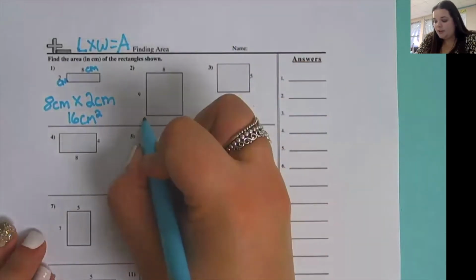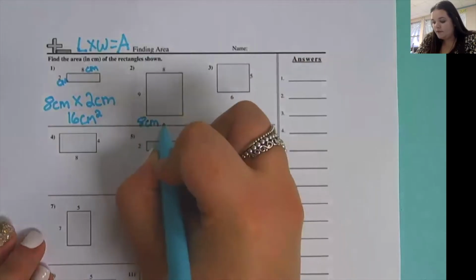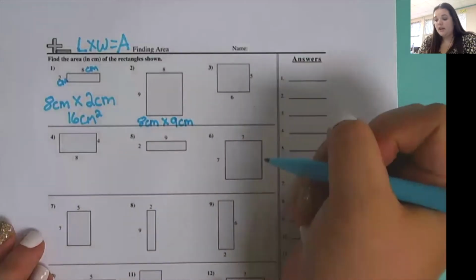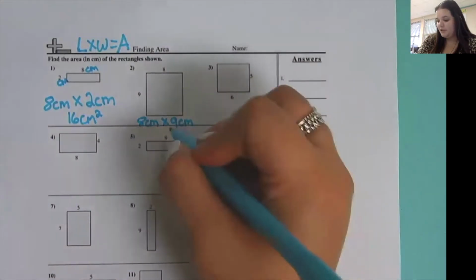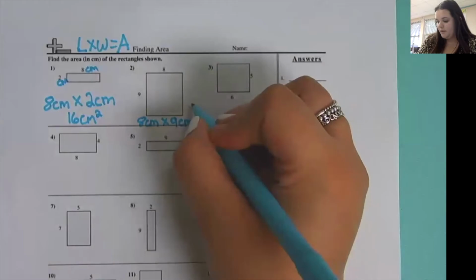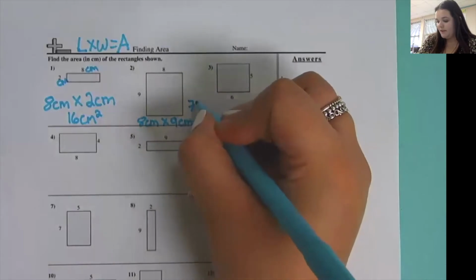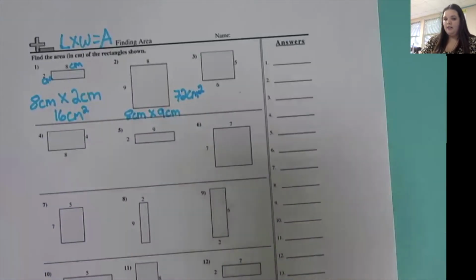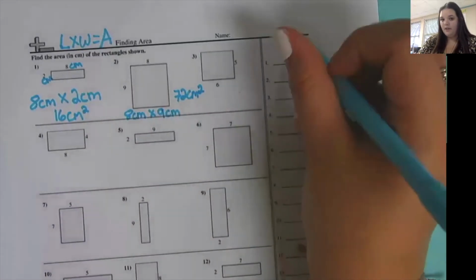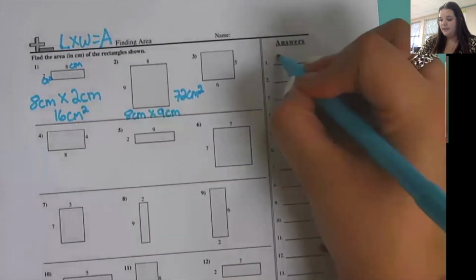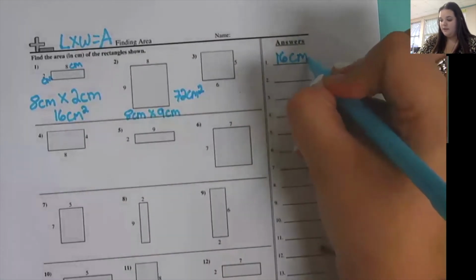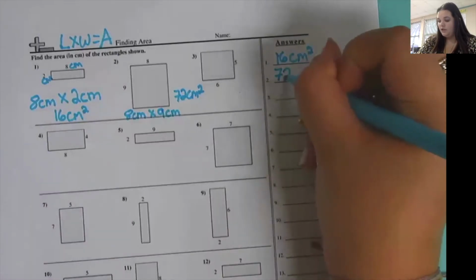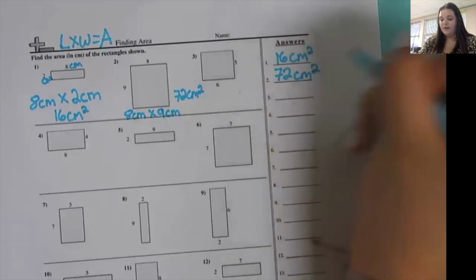8 centimeters times 9 centimeters equals 72. Let's put it up here because I don't have any space. I'll put 72 centimeters squared. Now I want you guys to write it up here on the answers. So the first one, we got 16 centimeters squared. And the second one, we had 72 centimeters squared.